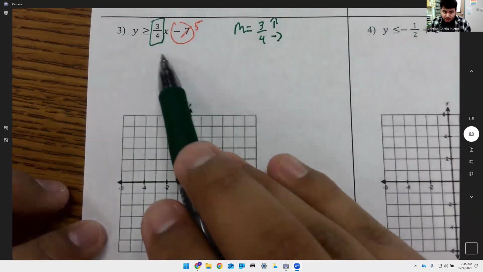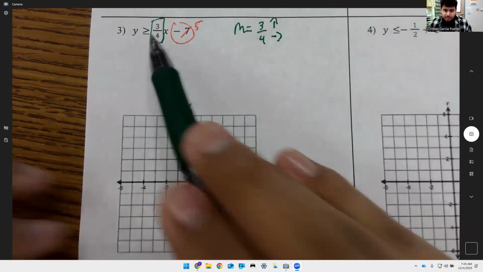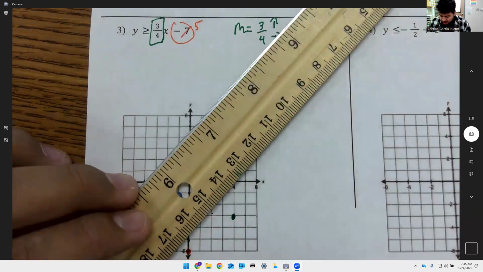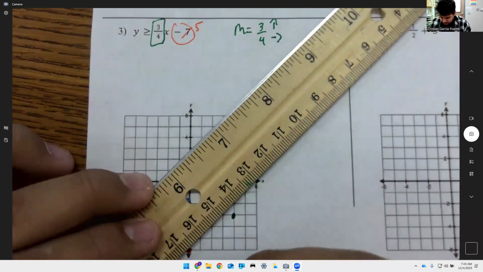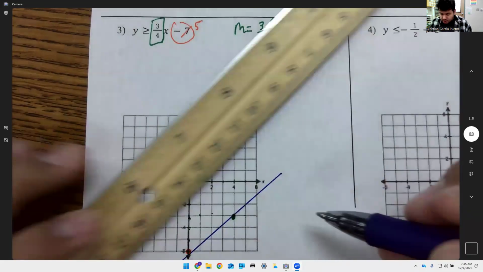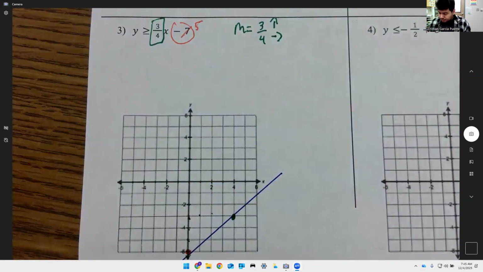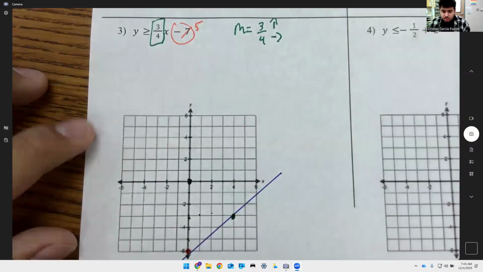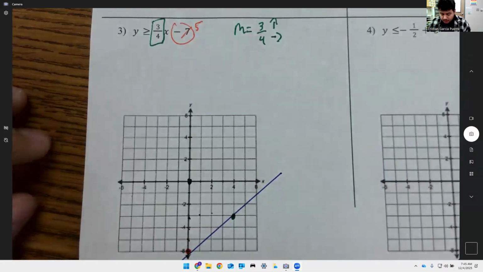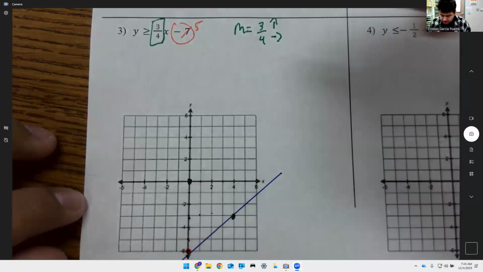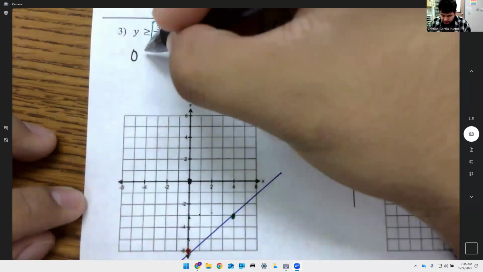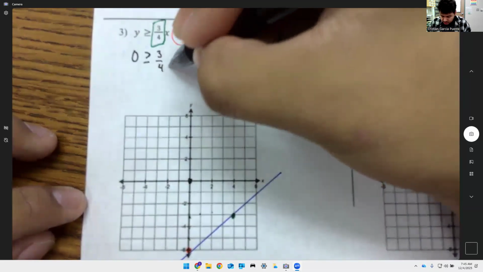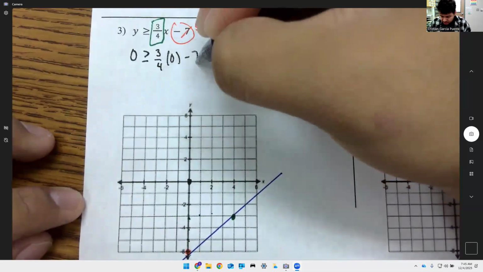Now, this time, there's a little line underneath. So that means our line is not going to be dotted. It's going to be a solid line. So when we connect these 2 points, it's just going to be a solid line like that. Now, again, I always recommend you choose the point 0, 0, and then plug that in. So the 0, 0. So you're going to go up here, plug in 0 for y. So 0 is greater than or equal to 3 over 4, 0 minus 7.